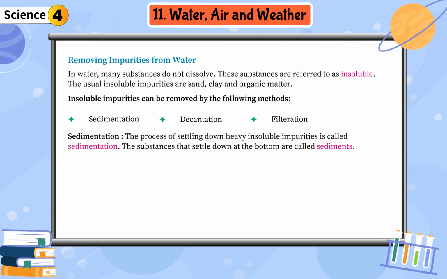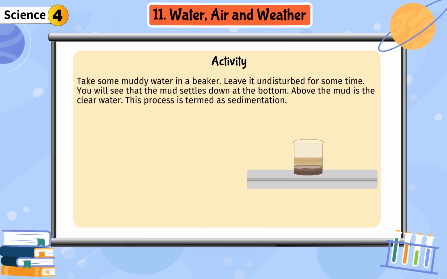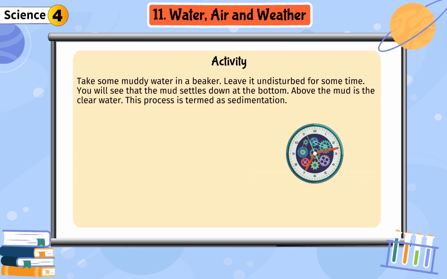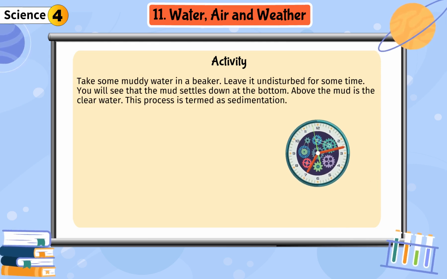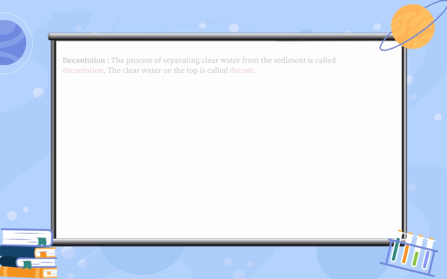Sedimentation. The process of settling down heavy insoluble impurities is called sedimentation. The substances that settle down at the bottom are called sediments. Activity. Take some muddy water in a beaker. Leave it undisturbed for some time. You will see that above the mud is the clear water. This process is termed as sedimentation.